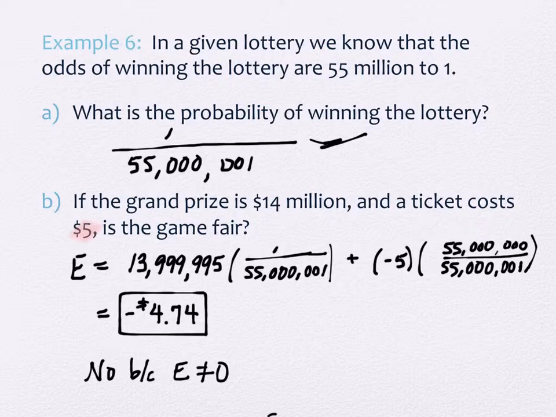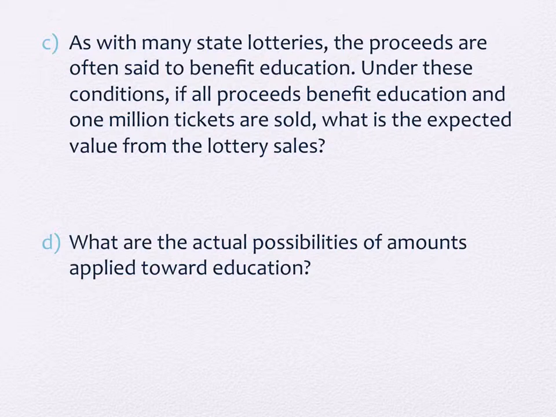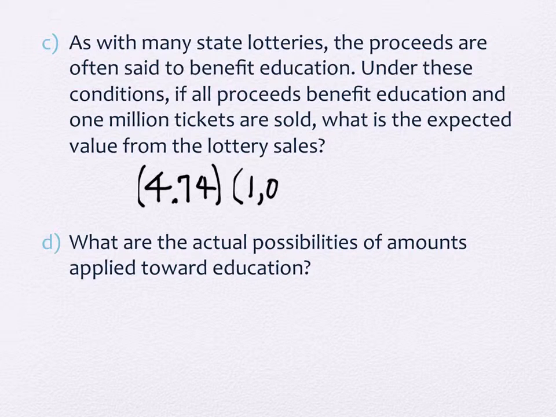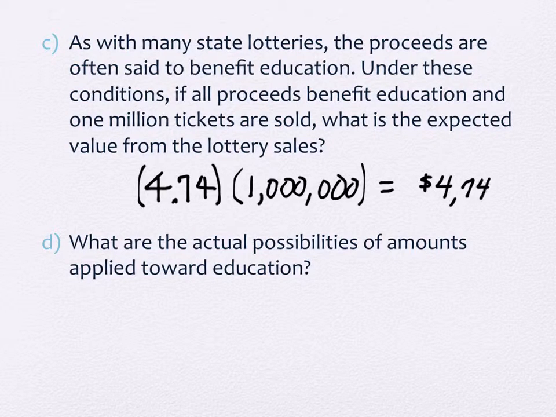So this $4.74 is a negative to us, but it's a positive to whoever's keeping it. Everybody good with that? That's the value that part C is talking about. On average, they make $4.74 on every ticket. So if they sell 1 million tickets, I multiply this by 1 million. What would their earnings for education be? Roughly speaking, 4,740,000.